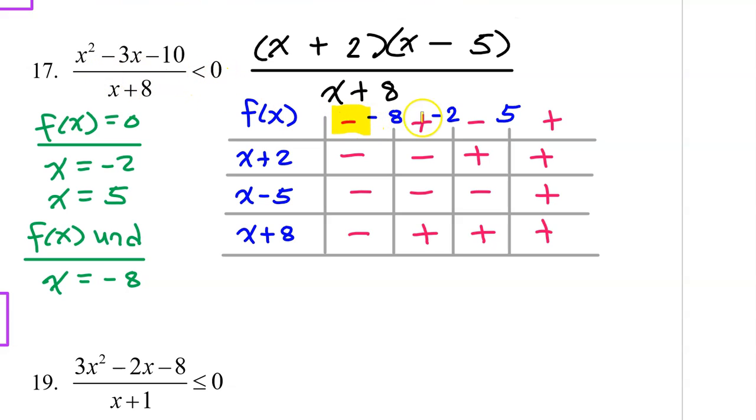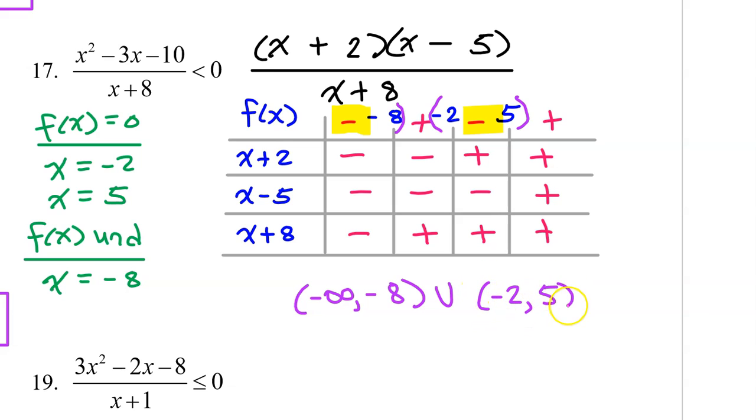In other words, where f of x is negative. We will not include any of these endpoints because we are not interested in where f of x is equal to 0 or where it's undefined, only less than 0. We will show that the endpoints are not included by using parentheses around them. So this first interval is from negative infinity to negative 8, and then union negative 2 to 5.